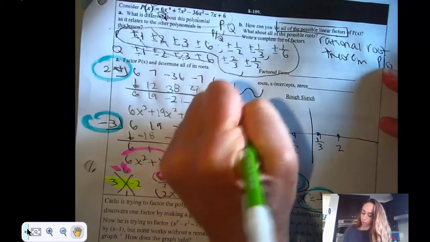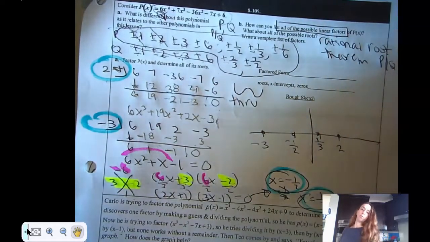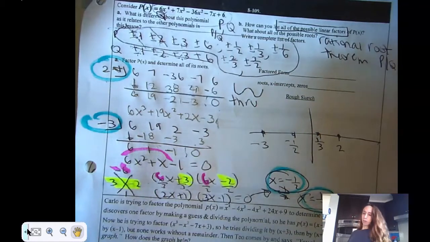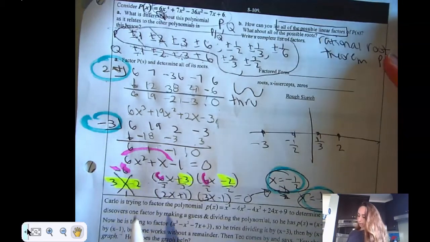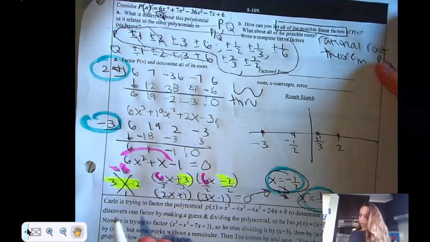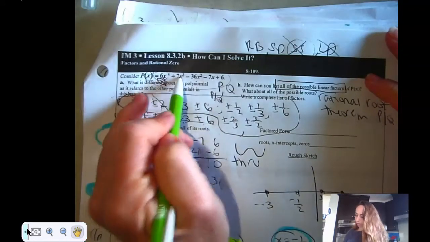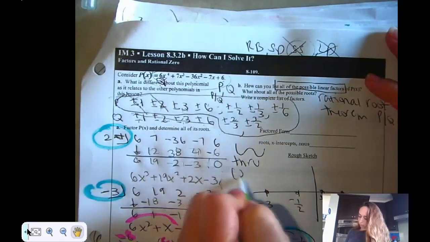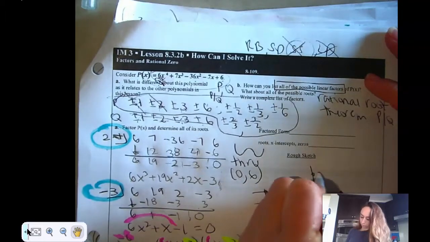I like drawing that. There's no bounces, so everything goes through. I know I didn't spell through right, but you get it. Because there's no repeats, there's no bounce. Next thing I need to figure out is the y-intercept. So how do I get the y-intercept? Plug in 0. The y-intercept is 0, 6.